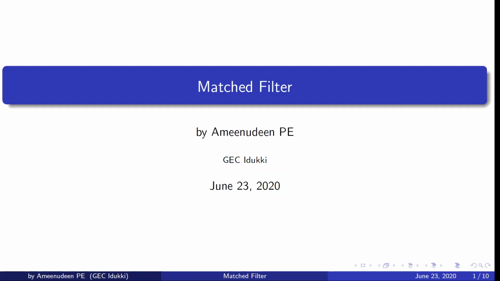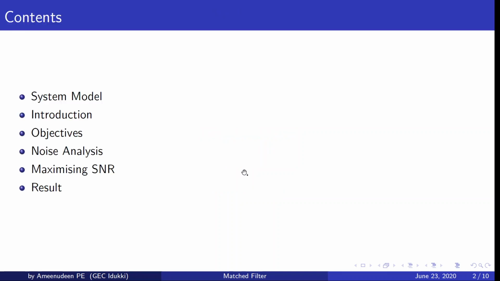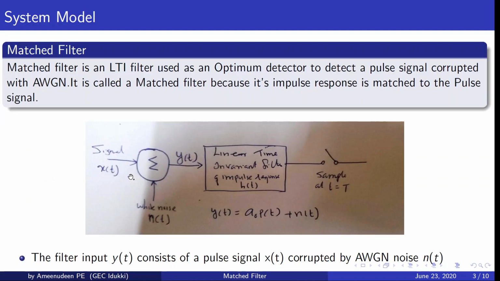Matched filter. This is a topic from your second module. We'll see the contents. We'll start with the system model for a matched filter, then the introduction, then we'll define the objectives, then noise analysis, how we are maximizing SNR, and the result for the matched filter.